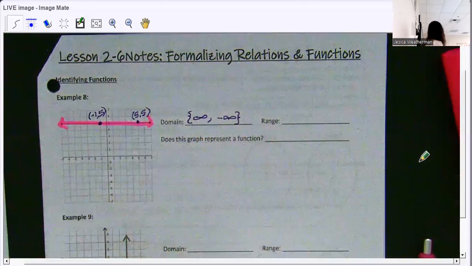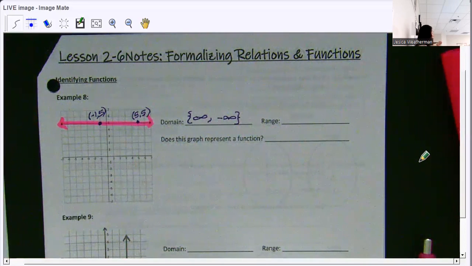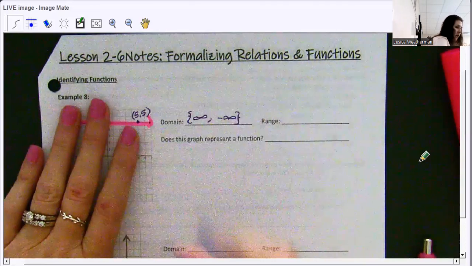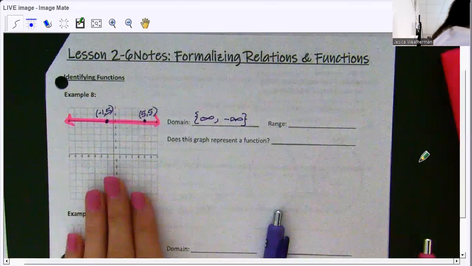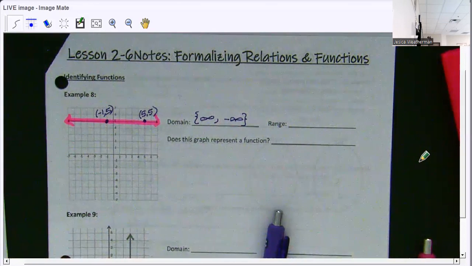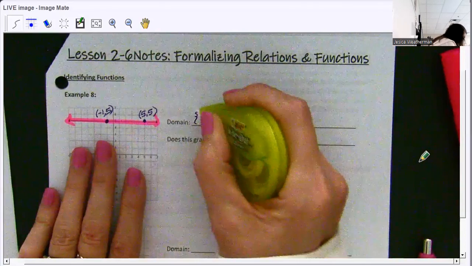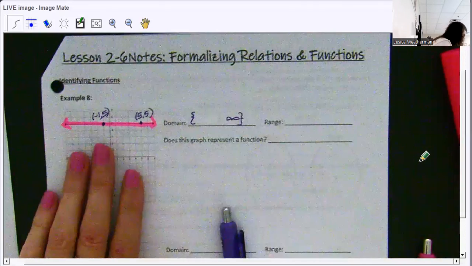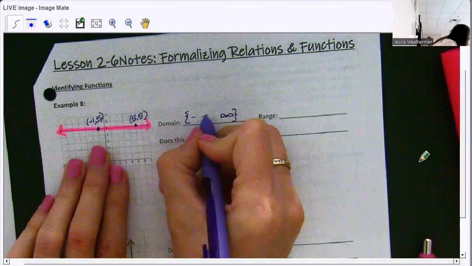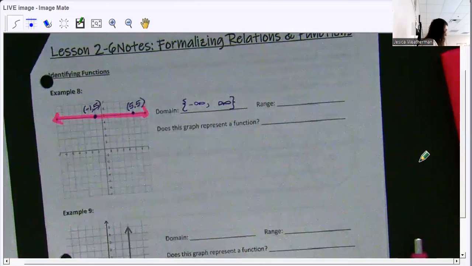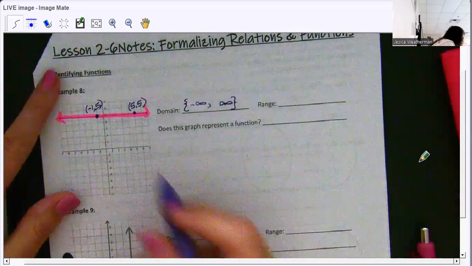Negative infinity. So it goes all the way, oh, I put my negative on the wrong side. I'm so sorry. It should be negative infinity to positive infinity. Let me fix that real quick. It's not very pretty, right? Yeah, there you go.